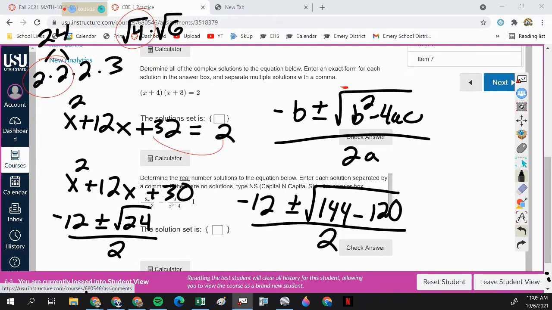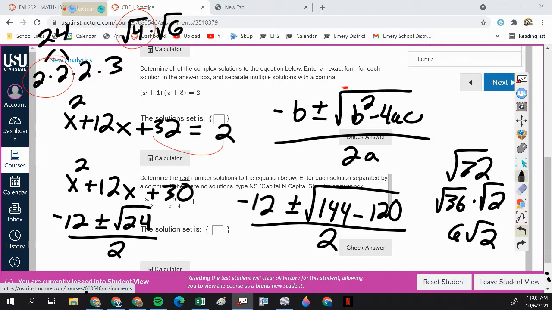So if I had the square root of 72, that is the square root of 36 times the square root of 2, which would be 6 root 2. If I had 75, that's 25 times 3, so that would be 5 root 3. So all we're really doing when we factor square roots and pull out pairs is we're taking out all of the perfect squares and then leaving the leftover inside.